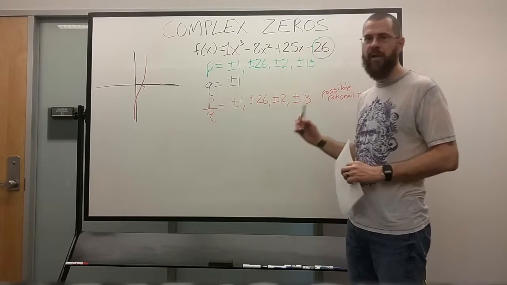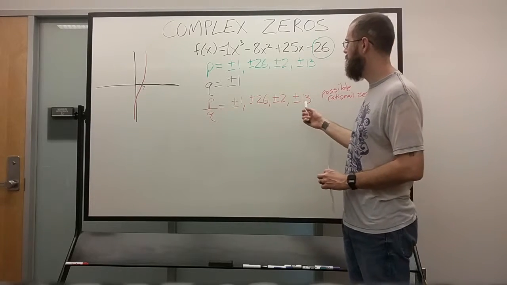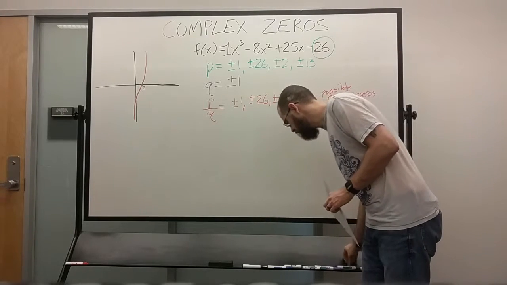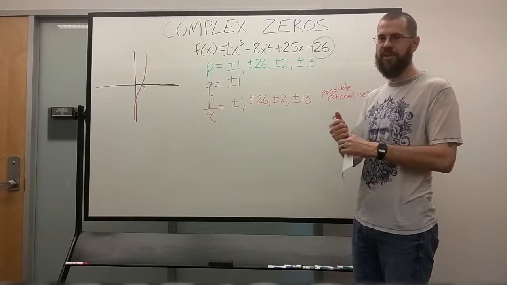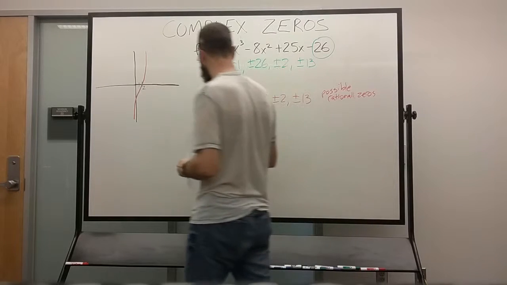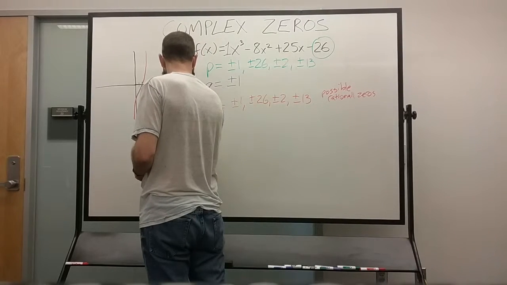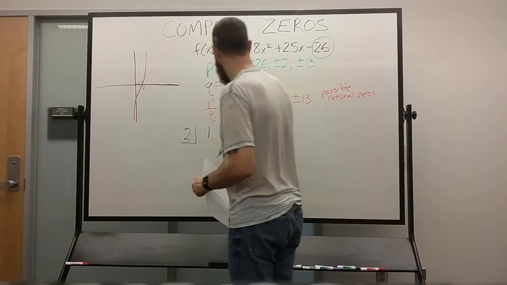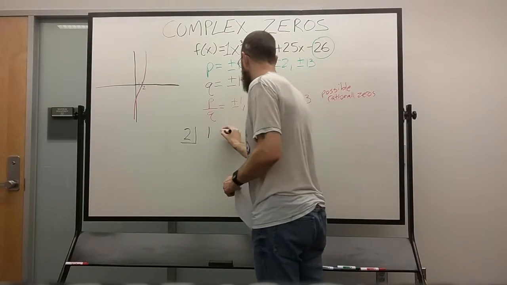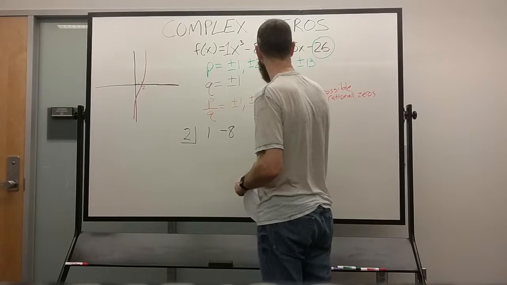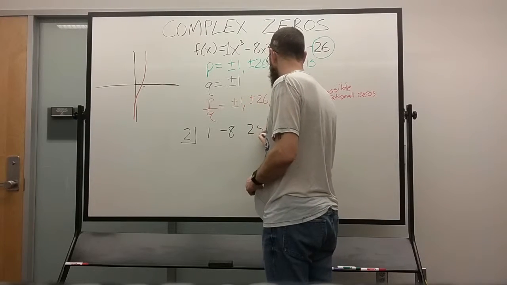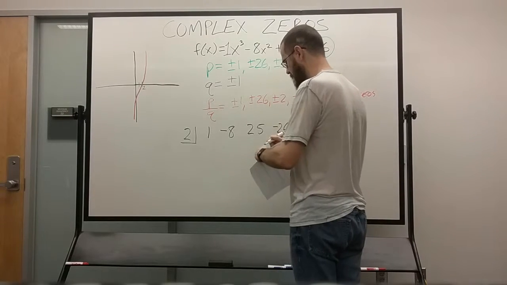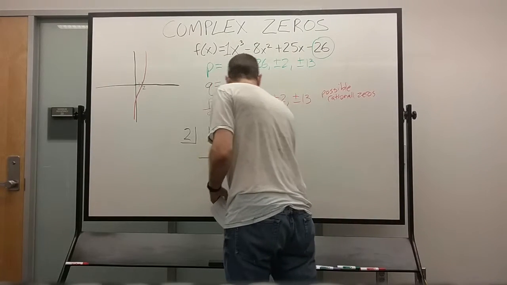Our next step is to factor x minus 2 out of this polynomial. We do this using synthetic division. I'm going to place my x cubed coefficient here, my x squared coefficient here, my x coefficient here, and my constant coefficient right here. And then we carry out synthetic division.